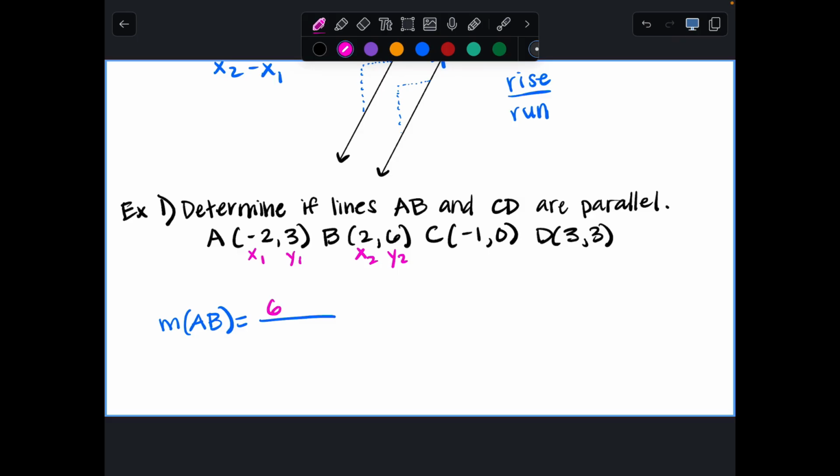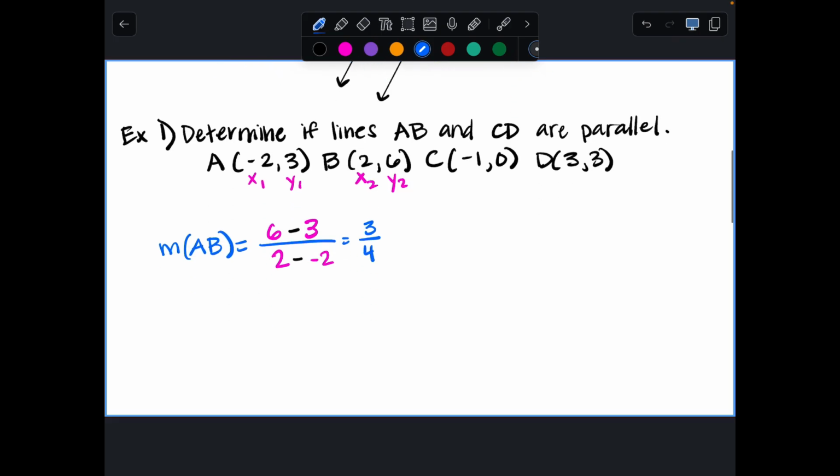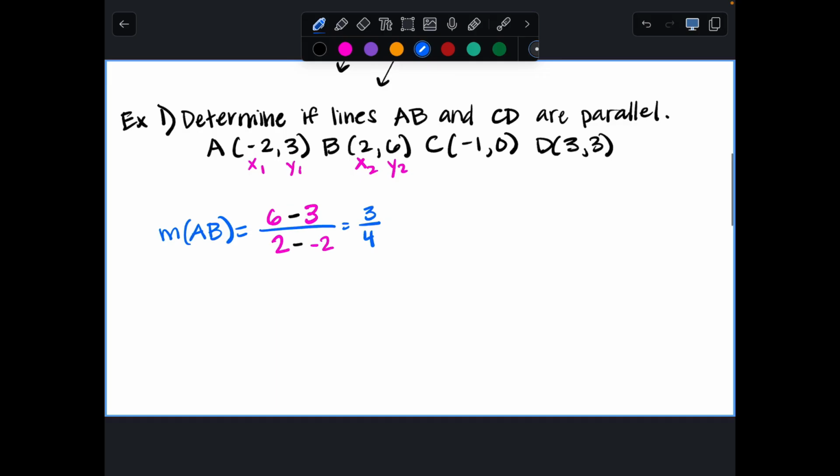This is going to be 6 minus 3 and 2 minus negative 2. Six minus 3 is 3, and 2 minus negative 2 is 4. So my slope for line AB is 3 over 4.